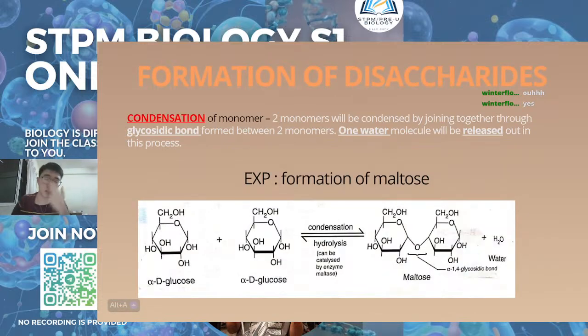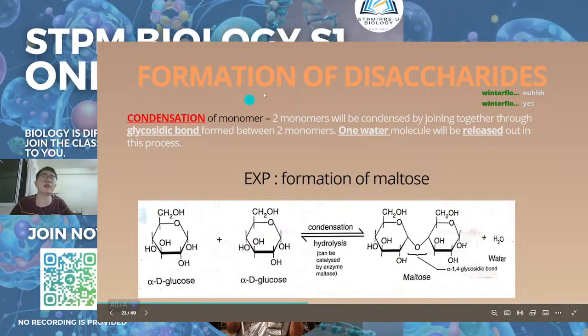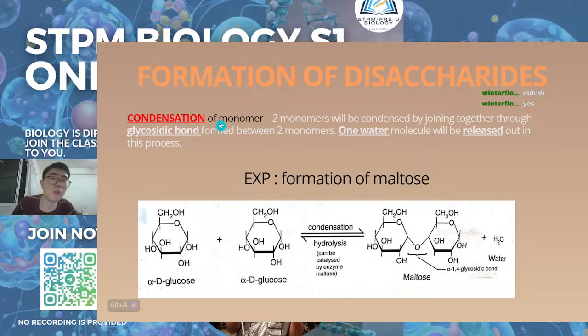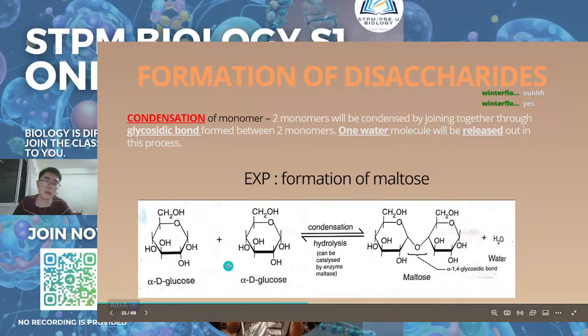Okay, so this is the general formation of disaccharide. The formation of disaccharide is through the condensation of two monomers, joined together through the glycosidic bond. So it will form one glycosidic bond here between two monomers. And if we mention condensation, one water molecule will be released. So the example is the formation of maltose from glucose. Glucose will form maltose, right?